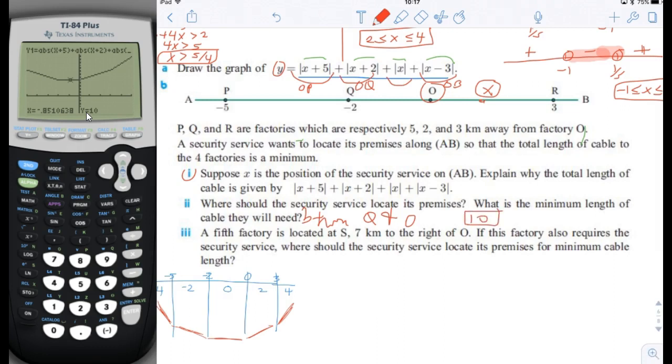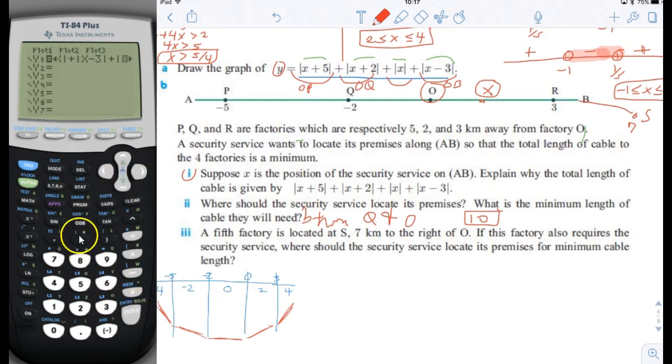All right. A fifth factory is located at point S, 7 kilometers to the right. Okay, so here we're going to have point S, which is 7 kilometers to the right. And if this is also a point that needs to be monitored, now where would you put the control base so that it could monitor all these factories? You could change your equation now so that it also added absolute value of x minus 7 at the end. So we'll do that.